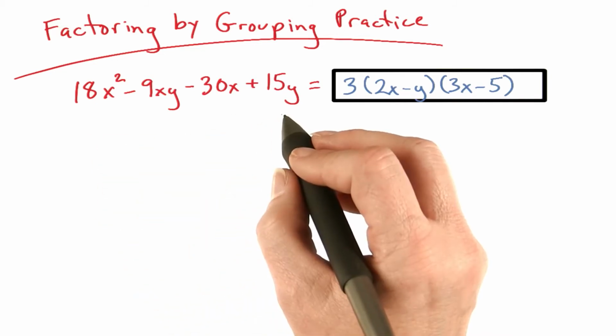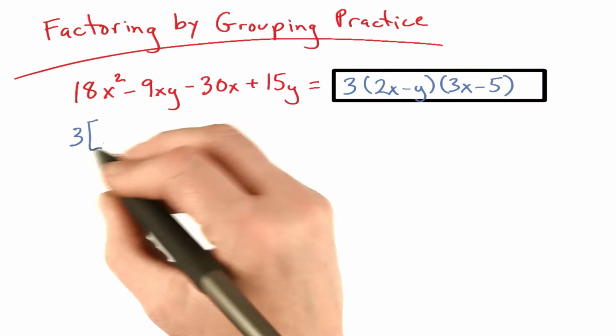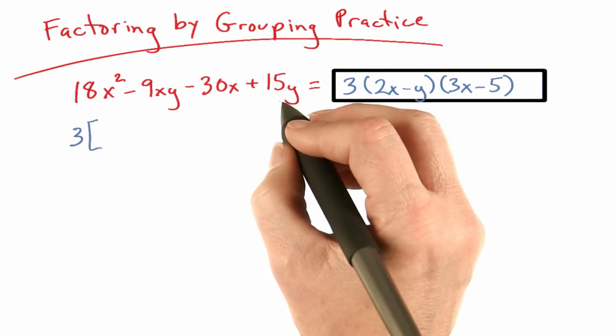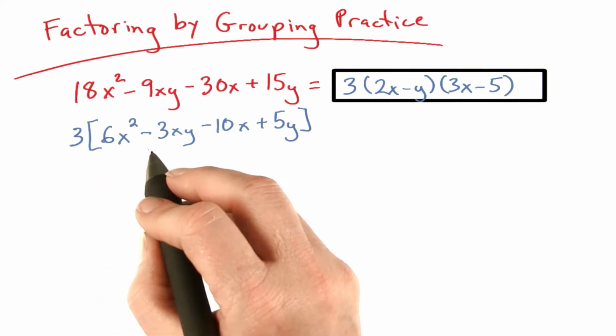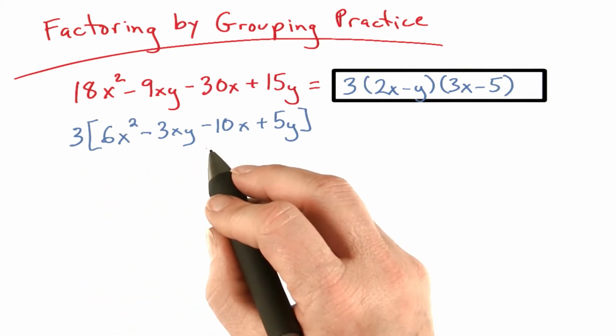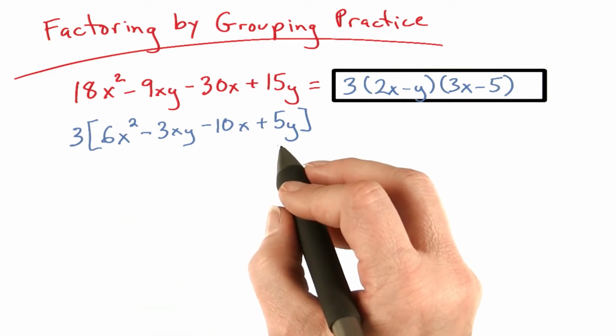In this case, when I look at the 4 terms, I know that it has a GCF of 3. So I'm going to factor out the GCF from these 4 terms. When I factor out a 3, I'm left with 6x squared minus 3xy minus 10x plus 5y. Now I'm going to try to factor what's left inside the parentheses.